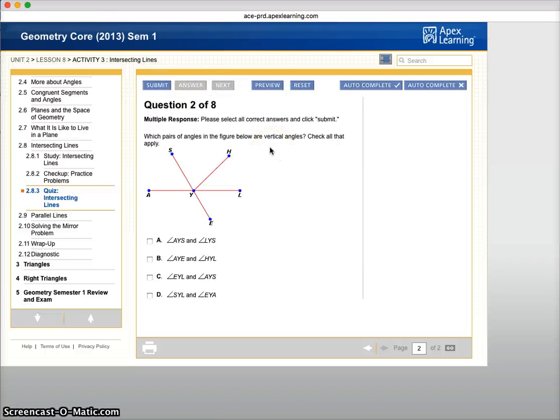In this one, it's just set up a little different. It's not nice and even. You've got kind of a missing line. Your brain probably wants to put a line there, and it's not there. So let's look at these, AYS and LYS.